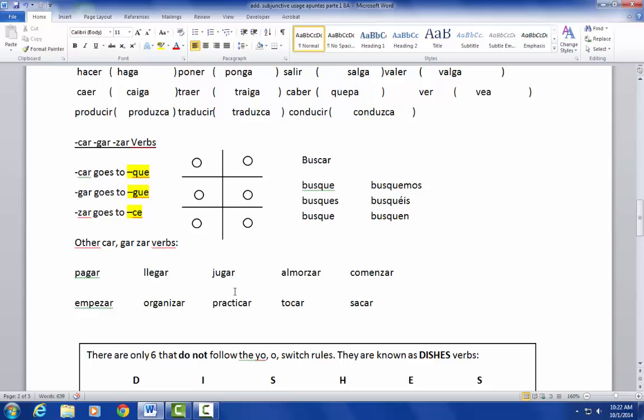And you may be saying, well, why? Why do they even need this? It's all about phonetics, the study of sound. We need to maintain the original sound of the verb in the infinitive, buscar. To keep that hard C sound, we have to change it to a QU.